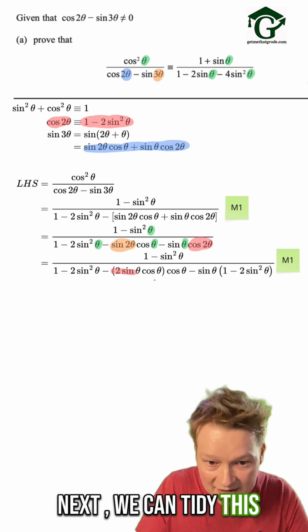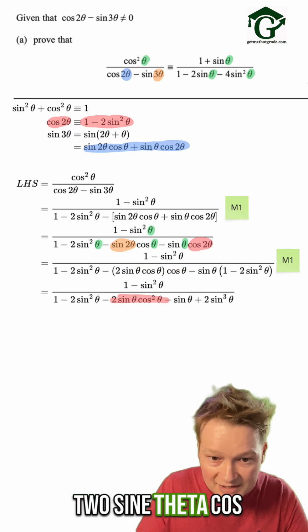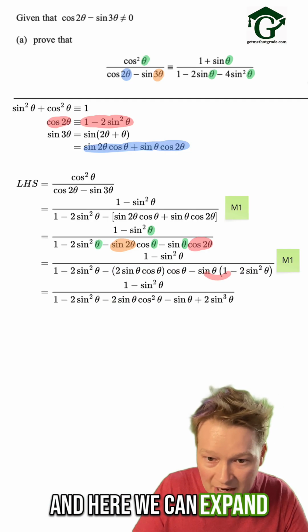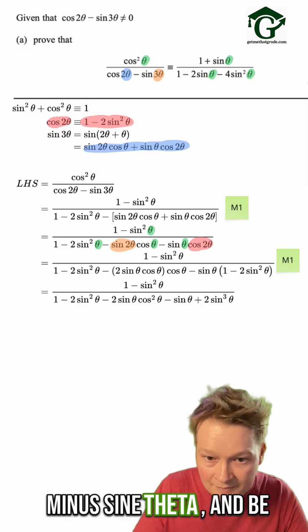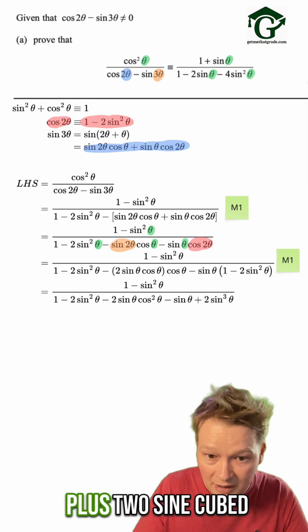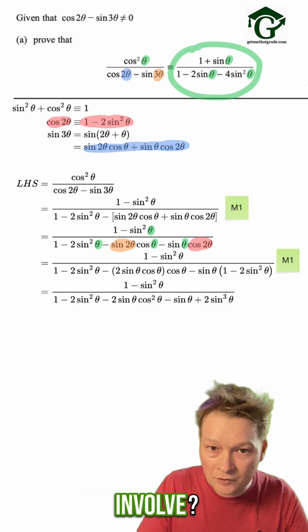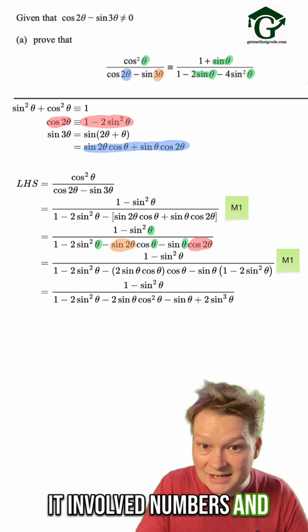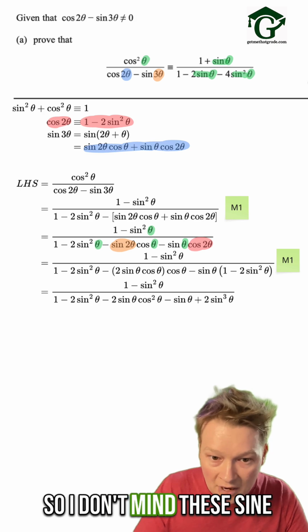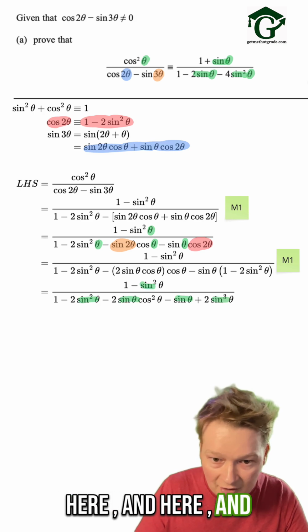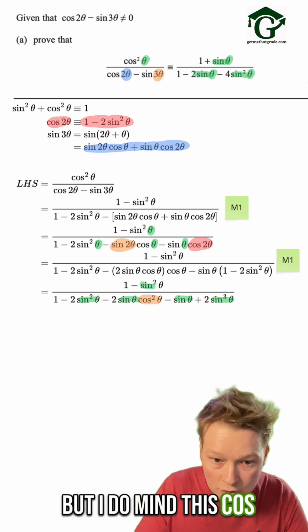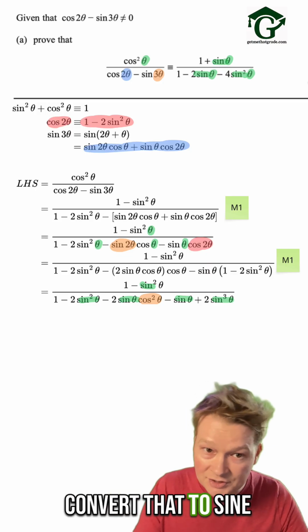Next, we can tidy this up. That becomes 2 sine theta cos squared theta. And here we can expand the brackets, giving us a minus sine theta. And be careful with this one. Minus minus gives us plus 2 sine cubed theta. Look again at the goal. What did the goal involve? It involved numbers and sine thetas. So I don't mind these sine thetas that we've got here and here and here and so on. But I do mind this cos squared theta. We're going to want to convert that to sine squared.